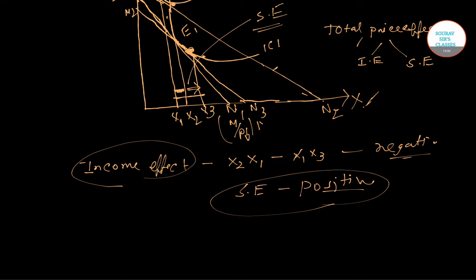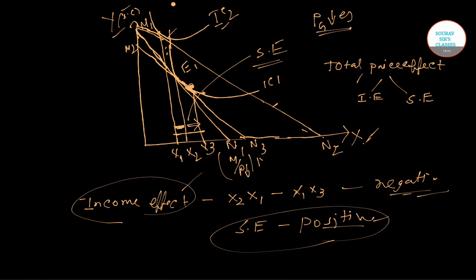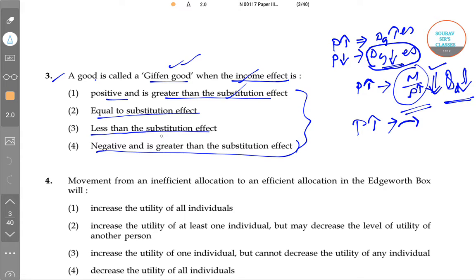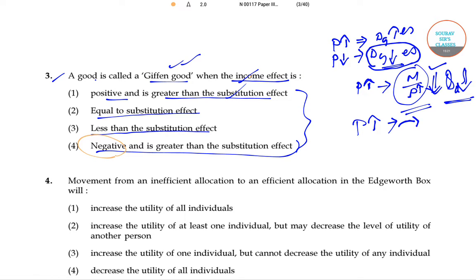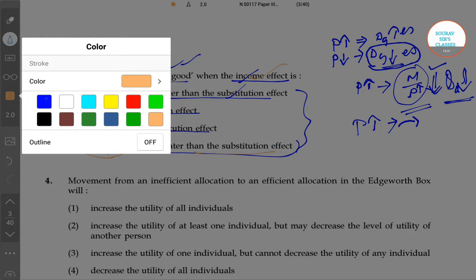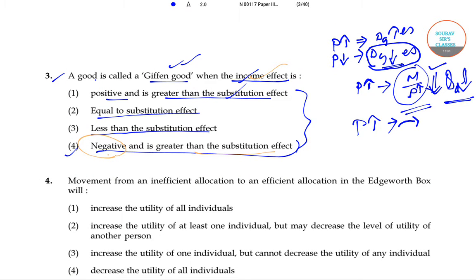So here we have said that the income effect is negative, and as you can see, the income effect is greater than the substitution effect. This is why the quantity demanded has fallen. So for this reason, if you go back to the question paper, the right answer is that the income effect is negative and greater than the substitution effect. So for question number 3, the right answer is option 4.